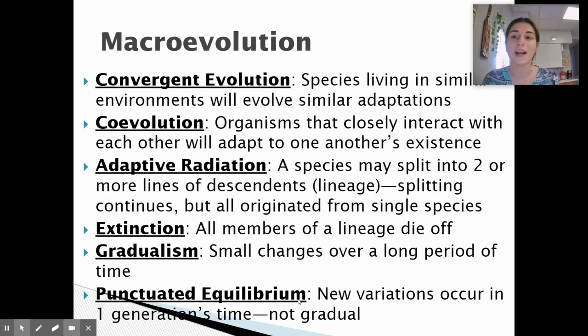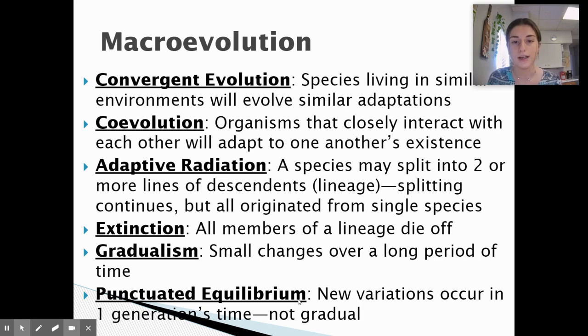All right, next we're going to talk about macroevolution. So the first term is convergent evolution, and this is where species living in similar environments will evolve similar adaptations. And I will show you an example of this in the next slide. Next, we have coevolution, and this is where organisms that closely interact with each other will adapt to one another's existence. And I'll also show you an example of that in a second.